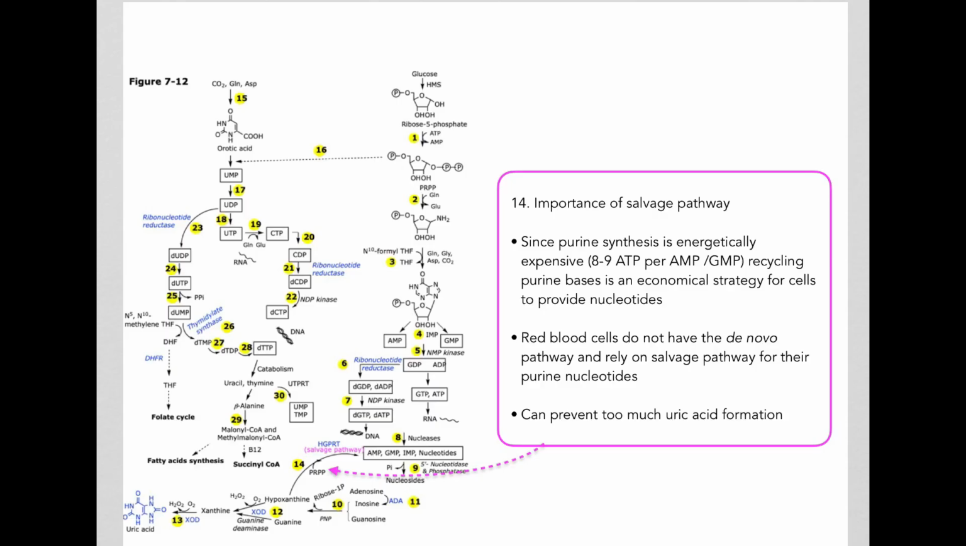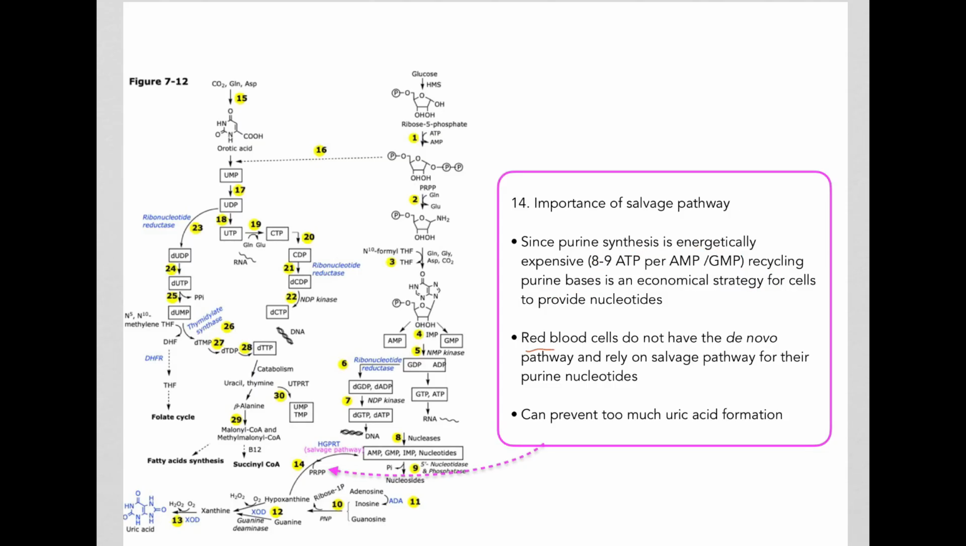So what's the importance of this salvage pathway? Well, purine synthesis from scratch, de novo purine synthesis, is quite expensive in terms of energy. We are talking about 8 to 9 ATPs required to form AMP or GMP. So this recycling of purine bases by the salvage pathway is, in terms of energy, an economic strategy to provide nucleotides for the cell.